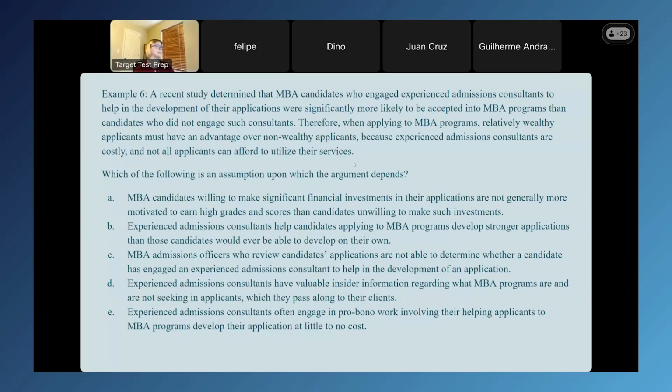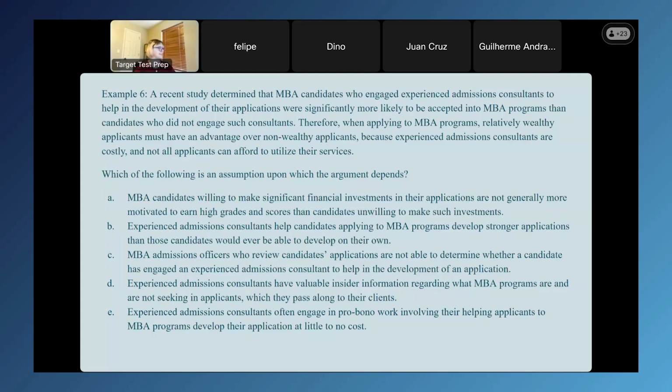If we negate this, and the people that are willing to make a significant financial investment, regardless of how wealthy they are, are also more motivated to earn high grades and scores than candidates unwilling to make such an investment, then the conclusion doesn't super follow because it might not be a wealth advantage. It might just be that the cause is motivation, and the motivation makes them hire consultants, but it also makes them get other high grades and scores that make them more competitive applicants.